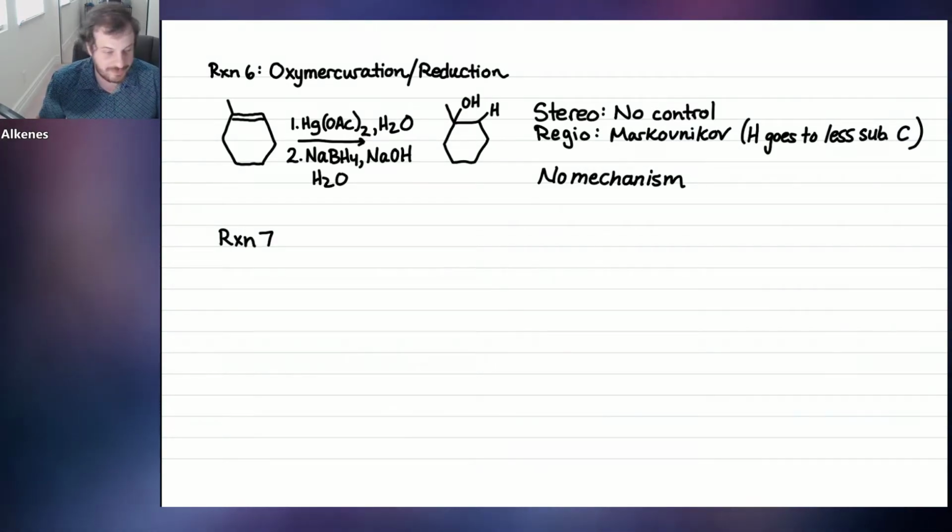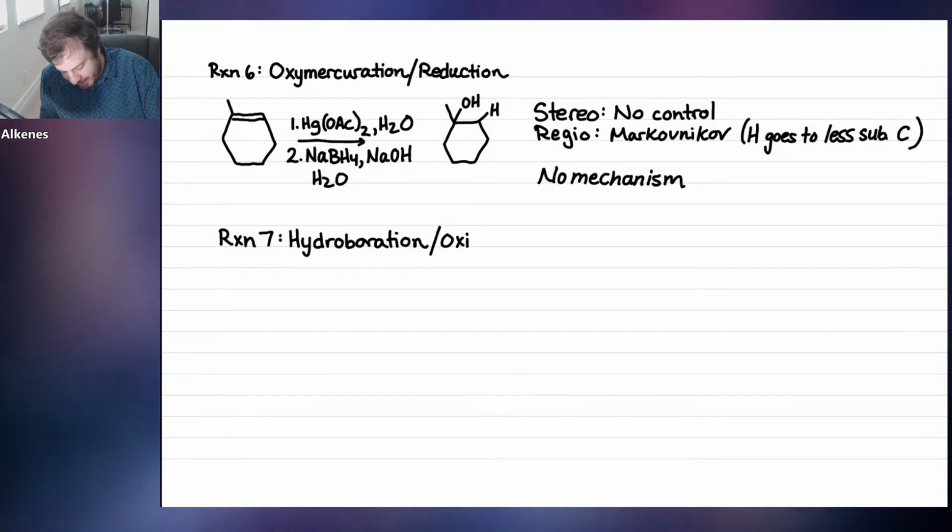Reaction 7 is actually my favorite of all the alkene reactions personally because I love boron. It's my favorite element. I did a lot of research with boron in my PhD, and it's just a fascinating element, and there's a great reaction here in reaction 7. This one is called the hydroboration oxidation. And because this is my favorite reaction, I always put at least one of these on the final.